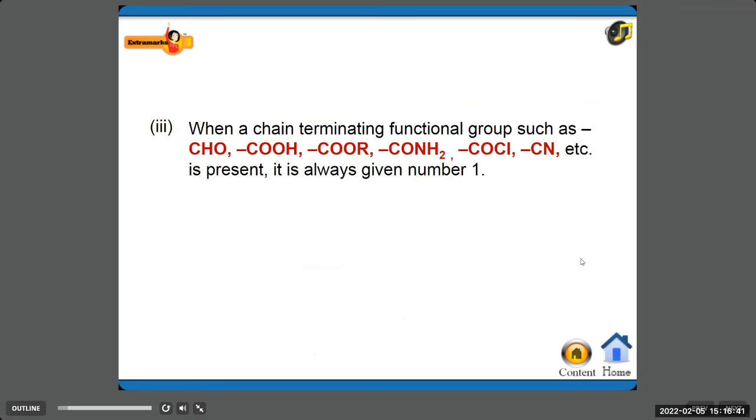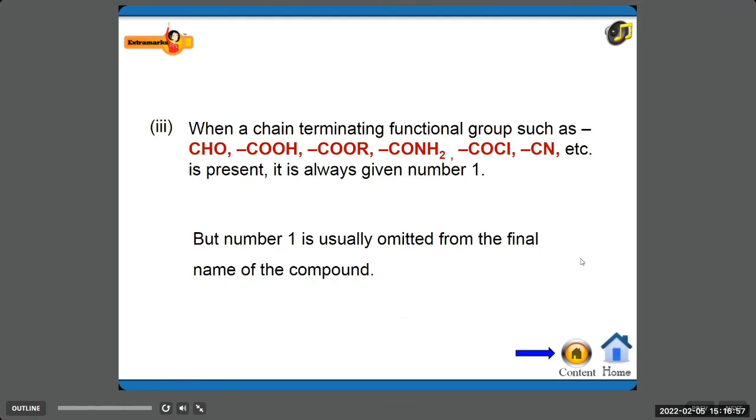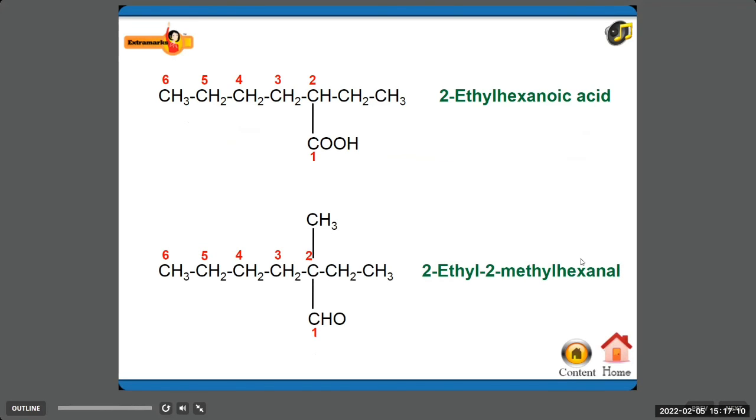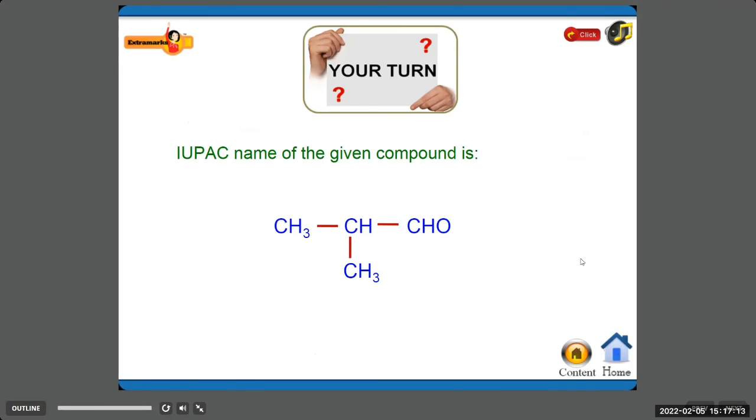When a chain contains a functional group in which carbon atom is present, such as CHO, COOH, COOR, CONH2, COCl, CN, etc., they are always given the number 1. However, the number 1 is usually omitted from the final name of the compound. The IUPAC names of these compounds are 2-ethylhexanoic acid and 2-ethyl-2-methylhexanal respectively. Let us try to write it. It is 2-methylpropan-1-ol.